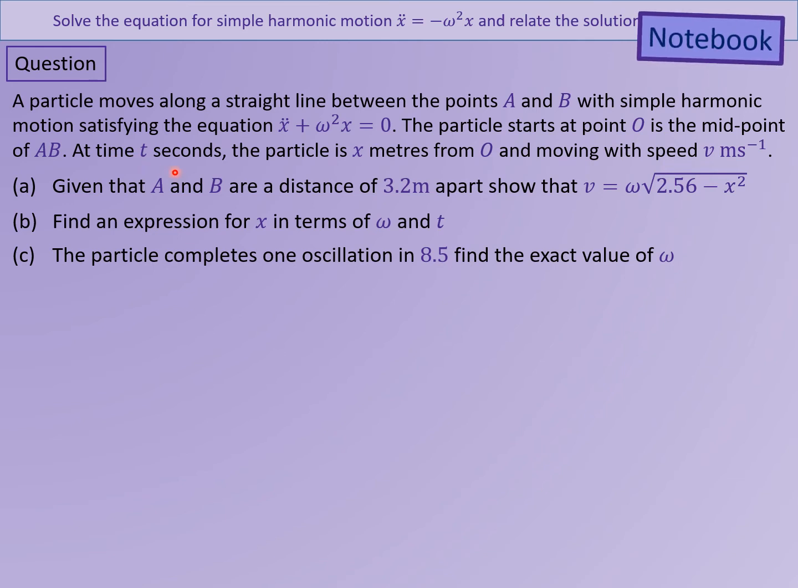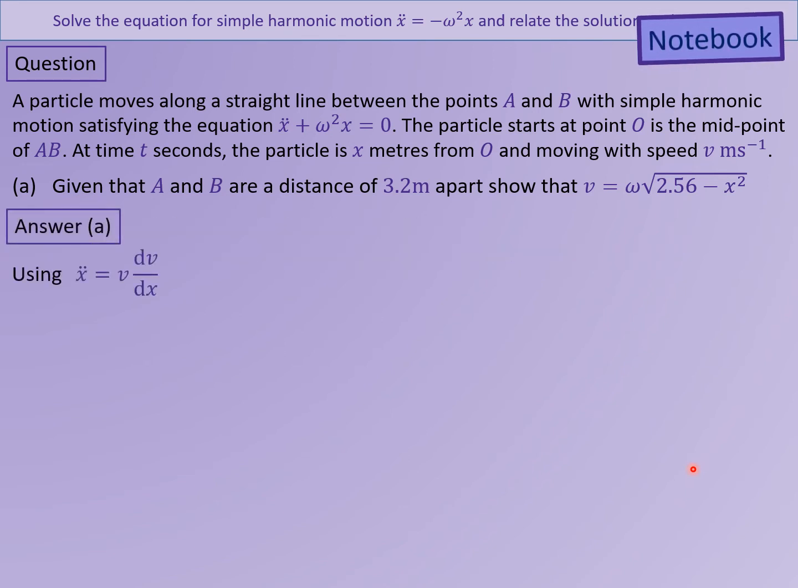Time t, so it's very algebraic, this one. Particle x meters from O. So I know that x is like the maximum point. And it's moving with a speed of v meters per second. Okay, so what I want to do then is I want to have a look through this first question. Given that A and B are the distance 3.2 meters apart, show that V equals omega lots of the square root of 2.56 minus x squared.